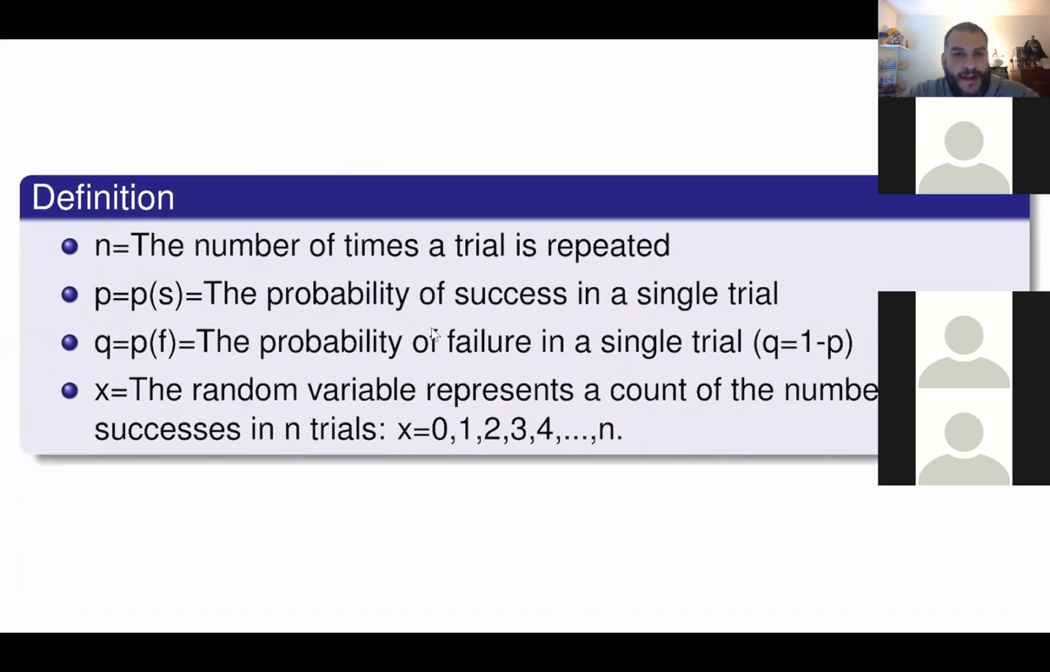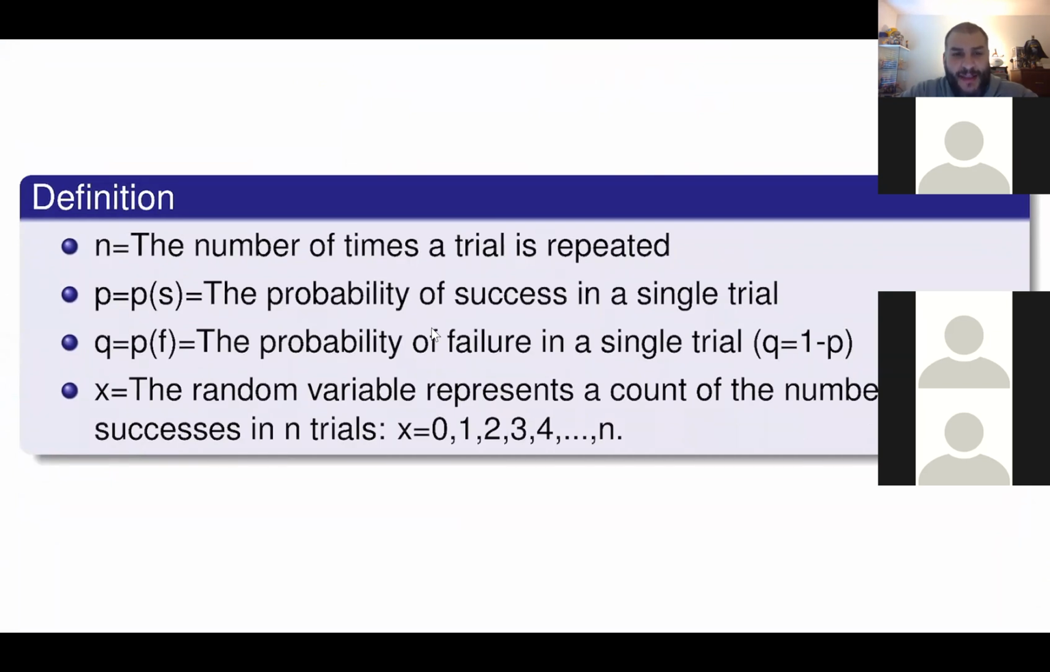All right, so if you look right here, pretty much I put all of the labels so that way you kind of know how to label it. So N is the number of times a trial is repeated. So if you remember, that's your experiment. P is the probability of success. Q is the probability of failure. And the way that you get the probability of failure, you get P and you do 1 minus that.